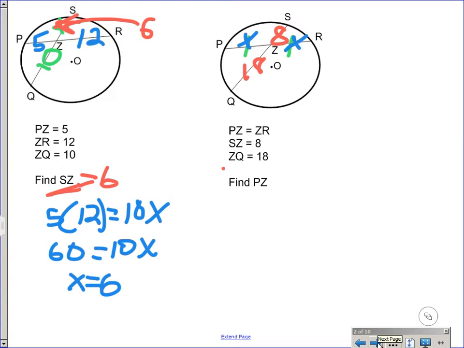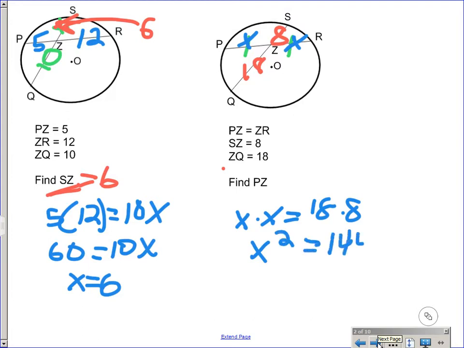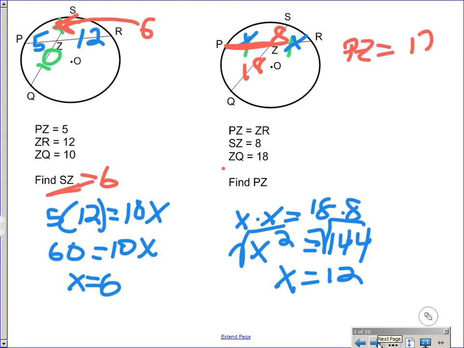So it's going to be the product of the two segments that make up P to R. So we have X times X is going to equal 18 times 8. X squared is going to equal, that's 144. Excuse me, and take the square root of both sides. And I got that X equals 12. So when I come up here, P to Z equals 12.